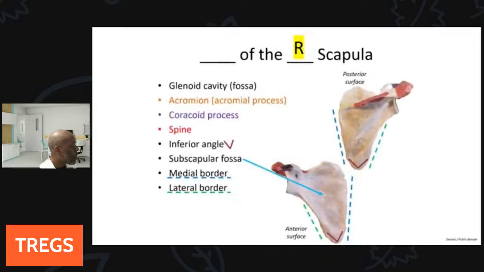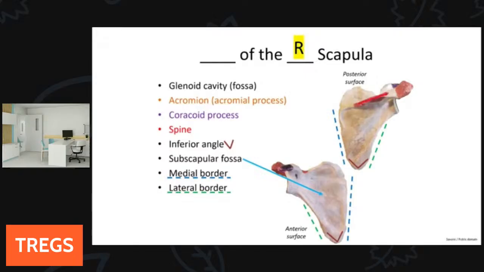In this image, we have a right scapula, so that's been inserted in the terminology portion. The list on the left indicates the features that you need to know. There is the glenoid cavity or glenoid fossa. That's going to form the cup of your shoulder socket. The acromion, also known as the acromial process, is the feature that you can feel on the top of your shoulder. The coracoid process is a little hook that goes right above the glenoid cavity.